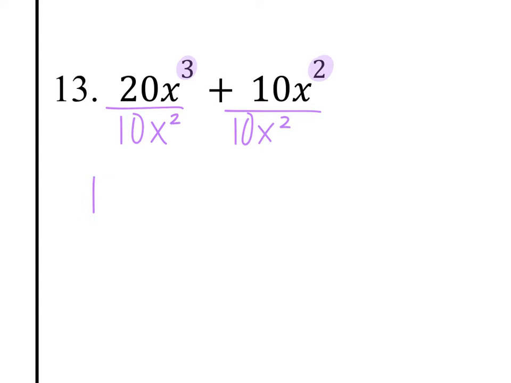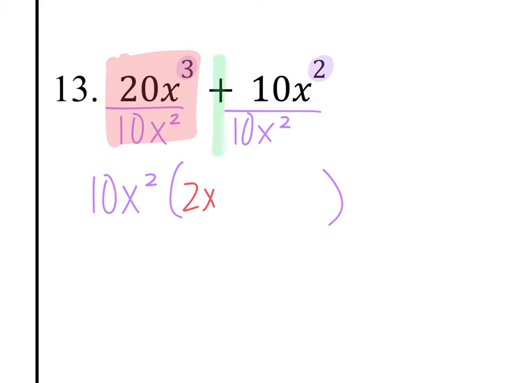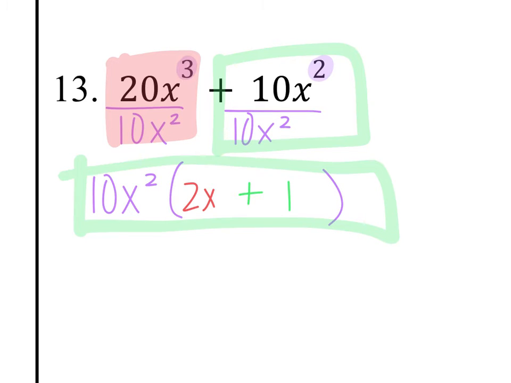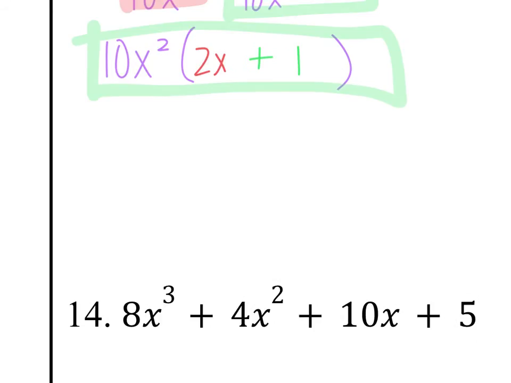So when I factor out x to the second, I'm going to have 10x to the second times, well, what is 20x to the third divided by 10x to the second? We'll get 2x to the first, or just 2x. And then if I take 10x squared divided by 10x squared, that's just the same thing, so I'm going to have plus 1. And this is your final answer. This is your final factored form of that original equation above. All right, not too bad so far.